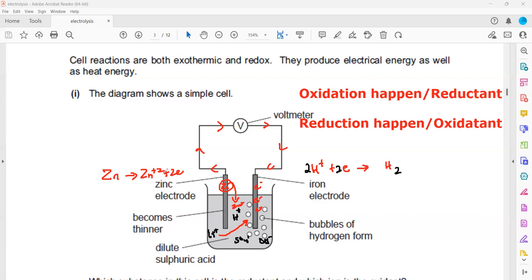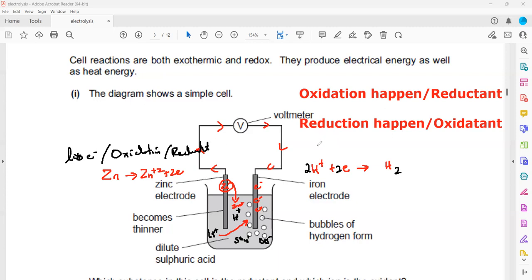So what is happening for zinc? Zinc atom changes to zinc ion. Is this a loss of electron or gain of electron? More reactive metal always has a tendency to lose electron. So this is a loss of electron. Zinc is reductant. Good. As it is losing electrons, the substance that lost electrons, we call that oxidation happened. And the substance in which oxidation happens is a reductant.